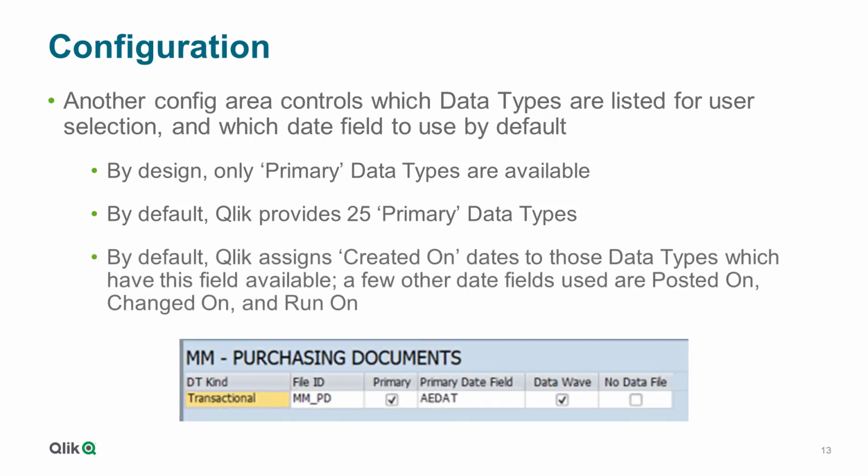With respect to the default date, Qlik assigns the Created on Date field if it exists on the respective table. If not, other date fields like Posted on, Changed on, and Run on are used instead.